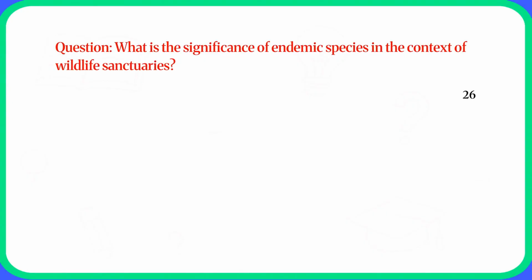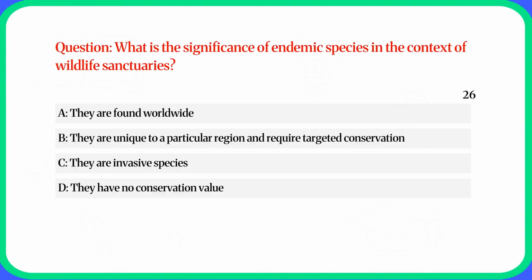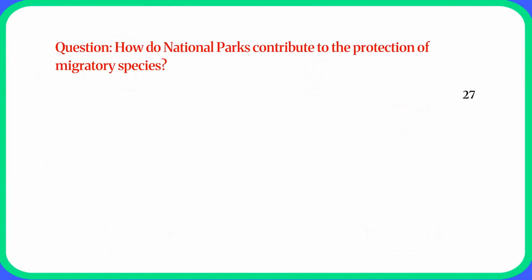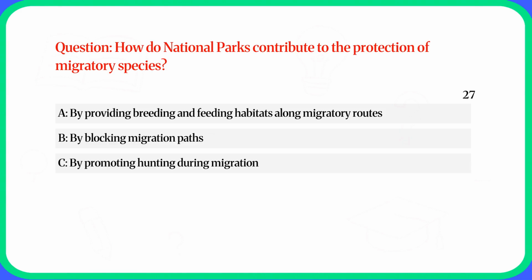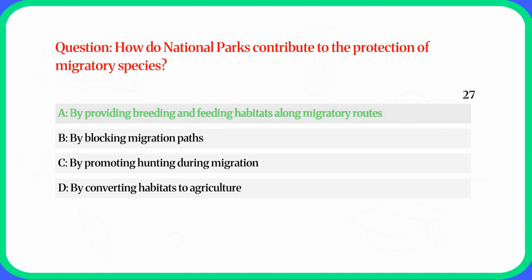Question: what is the significance of endemic species in the context of wildlife sanctuaries? Answer B. They are unique to a particular region and require targeted conservation. Question: how do national parks contribute to the protection of migratory species? Answer A. By providing breeding and feeding habitats along migratory routes.